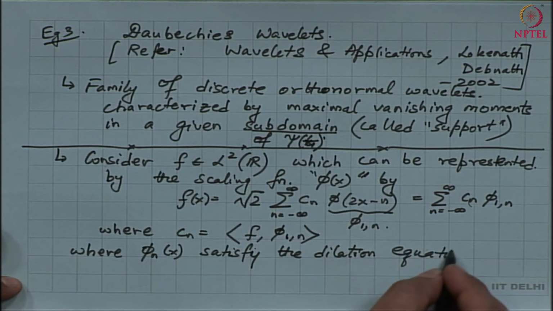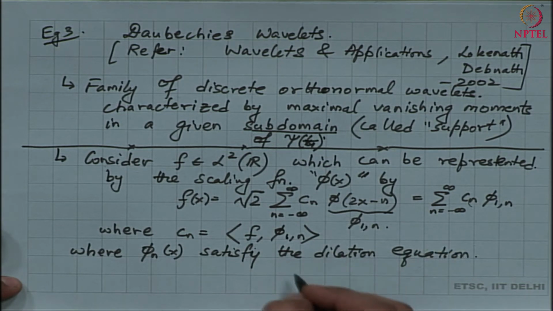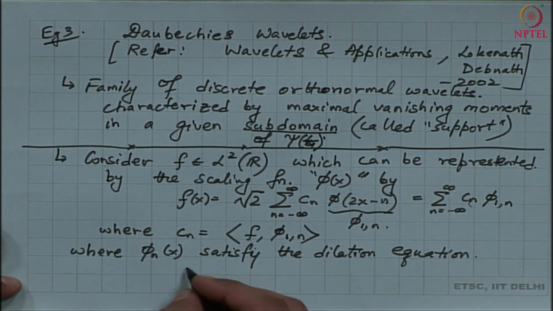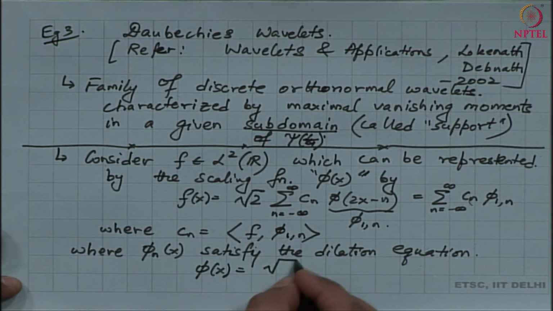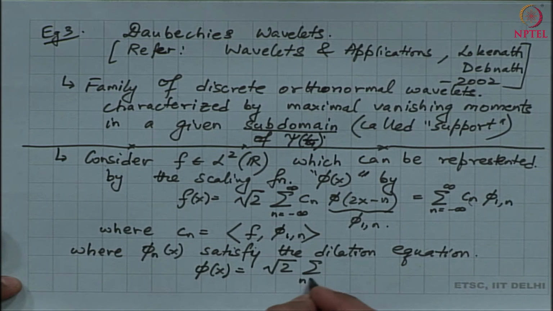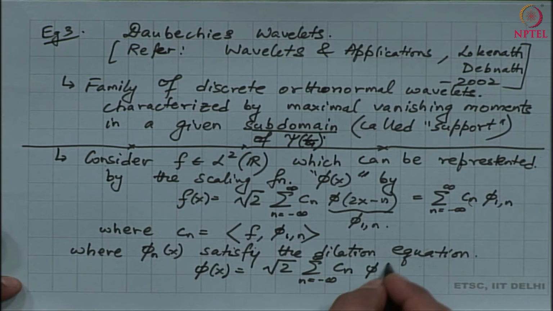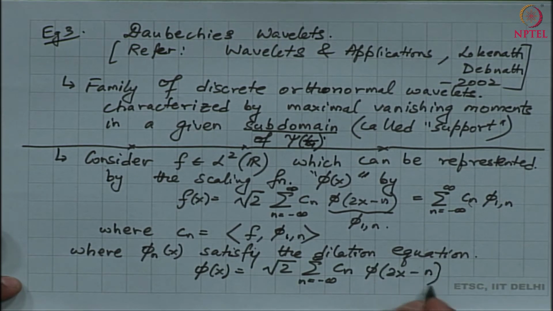Okay. So, notice the idea is the same as what we have followed in the development of my discrete Haar wavelets, where we had described my dilation function and using that dilation function I described the wavelet and hence the discrete wavelets. So, let us start describing this dilation function by the dilation equation. So, phi of x is square root 2 times summation n from negative infinity to infinity C n phi of 2x minus n.